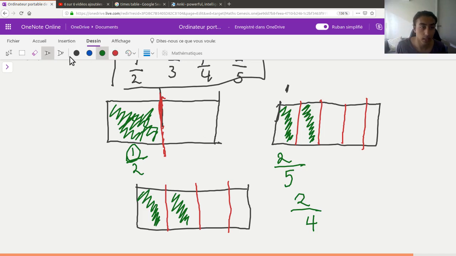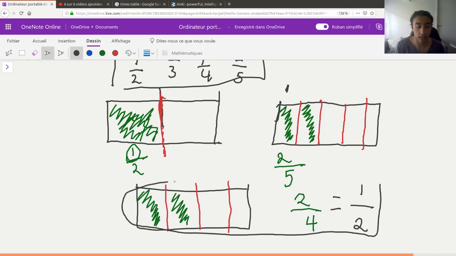That means we can simplify. So how do you get 2? You just go 1 times 2. So how do you get 4? You go 2 times 2. So it's 1/2, right? Just mull over that if it's a bit funky.